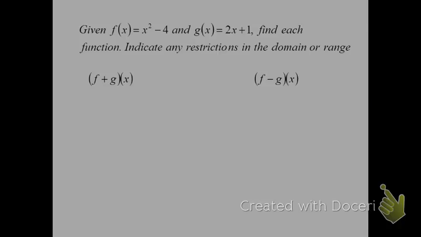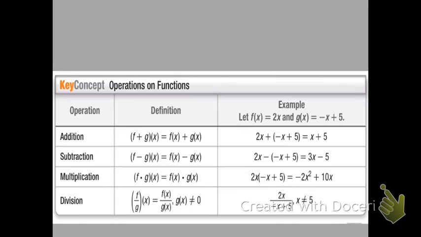It's going to be, whoops, let me back up here. There we go. It's going to be addition, subtraction, multiplication, and division. So it's going to be all four of these. If you look over here at the example, it says let f of x equal 2x and g of x equals negative x plus 5. The notation you're going to be given is like this, and then you just convert it to f of x plus g of x, and then you literally just add them up.